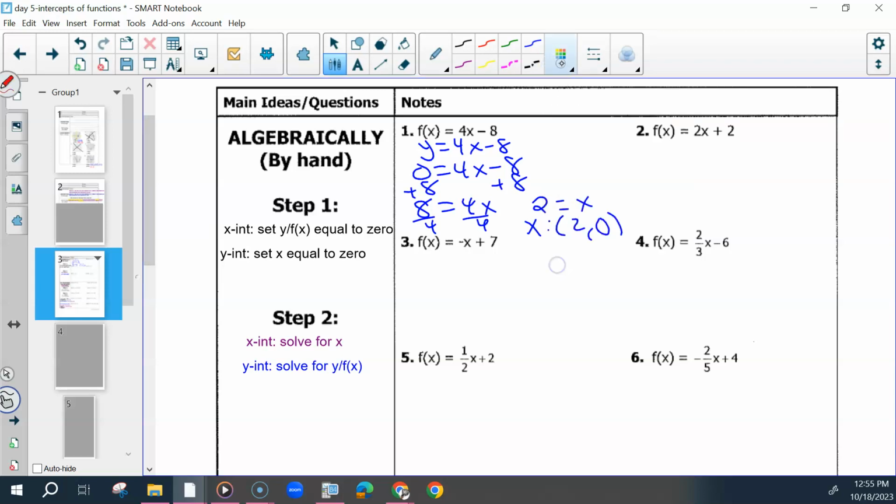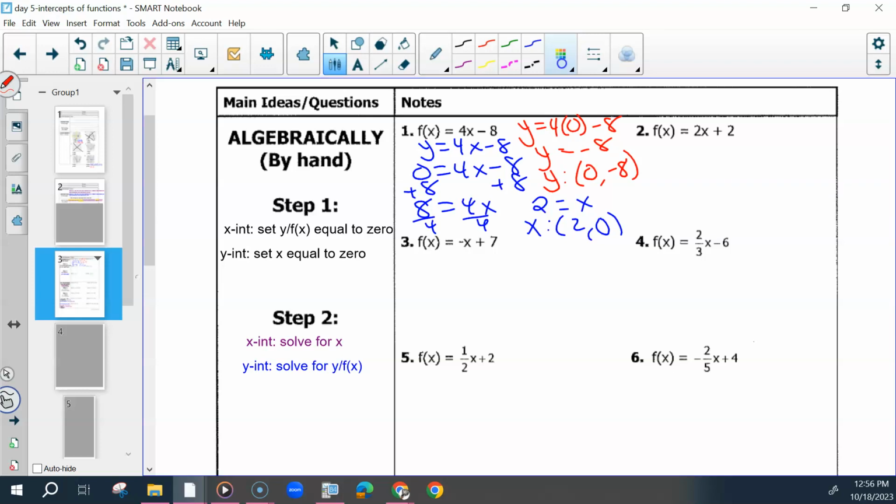Let's do the y-intercept now. Opposite. If I am looking for a y-intercept, my x value needs to be 0. So I'm going to put 0 in for x. I'm looking for a y-intercept, I'm putting 0 in for x. What would y be? -8. So that y-intercept would be (0, -8).